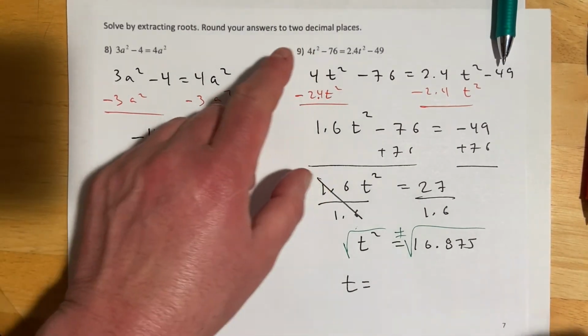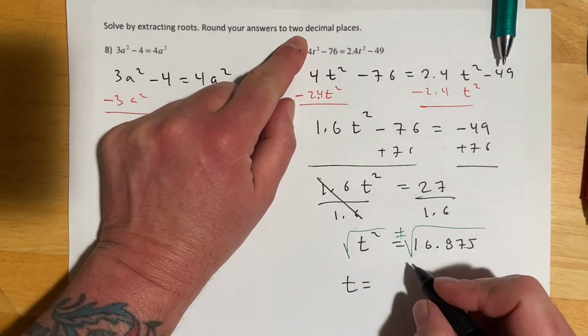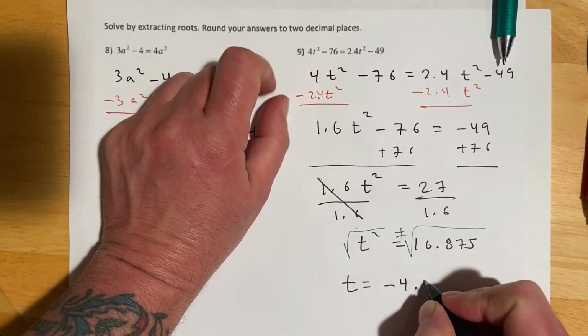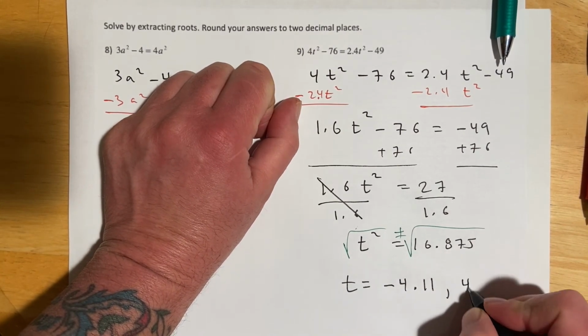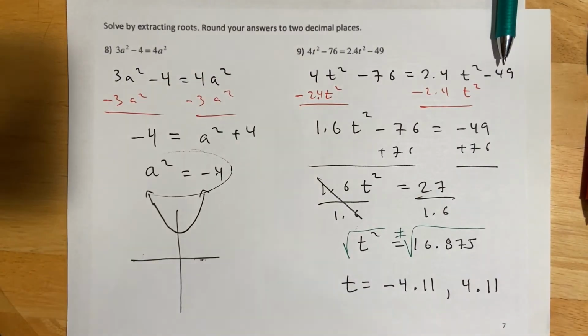And then this asked me to round to 2 decimals. And so when I threw that in the calculator, I got negative 4.11 and then positive 4.11.